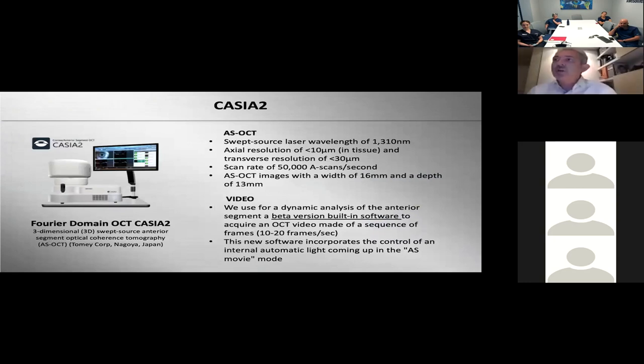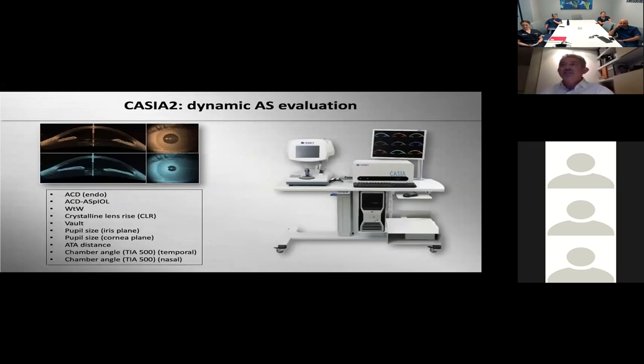Now, in the last year, we are working with the CASIA 2 device that provides a higher image resolution. For a dynamic analysis of the anterior segment, we are testing a beta version built-in software to acquire an OCT video made of a sequence of frames that incorporates the control for internal automatic light, as a result of our studies. With both devices, in a second step, the acquired images were processed. For this purpose, a frozen image of one frame was obtained when the pupil got its minimum size and in the moment of maximum mydriasis, and the parameters shown on the screen were studied.